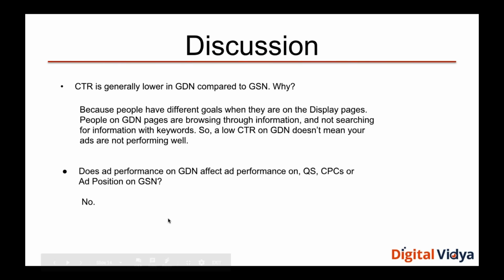The answer is no. Performance on one network does not influence your ad performance on the other. So because your CTR is low on GDN does not mean that your campaign targeting a search network can get affected or its quality score can get affected. Is that clear?